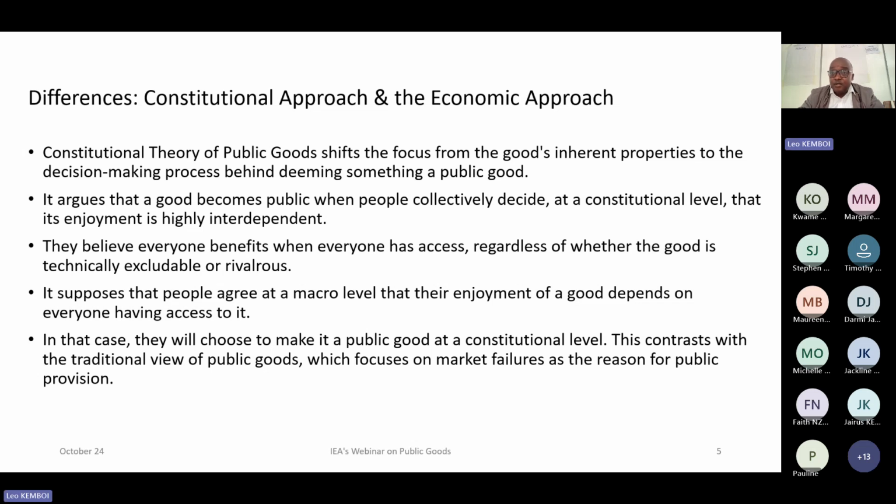And this is different from the economic approach. The economic approach only provides a basis that governments should only intervene in the economy when there are market failures. In a strict view of the economic approach, government should only participate in the economy to provide public goods.